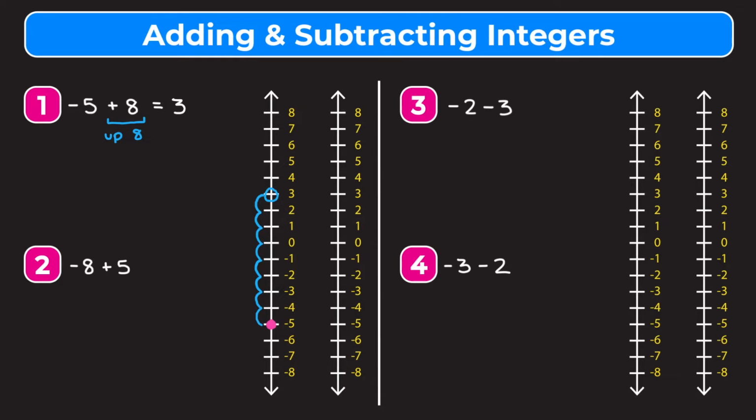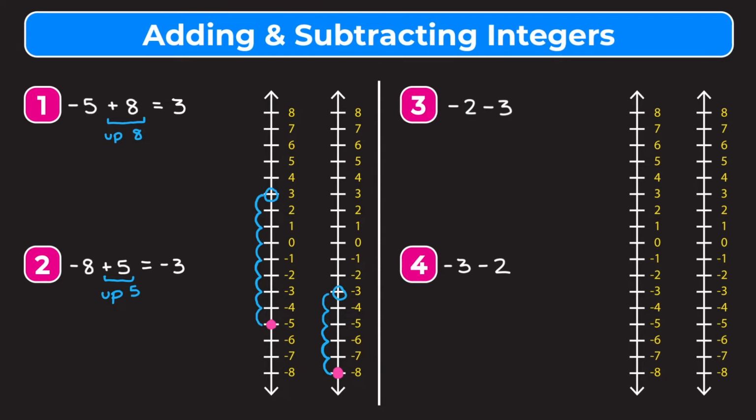So now we're going to take a look at the second one, which is negative 8 plus 5. So it's similar, but this time the 8 is negative and the 5 is positive. So we're going to look at this other number line. This time we're starting at negative 8 down here. And again, this plus 5 is telling us to go up, but this time we're only going up 5. So we're going to go up 1, 2, 3, 4, 5. And that's going to bring us to negative 3. So we get that negative 8 plus 5 is negative 3.